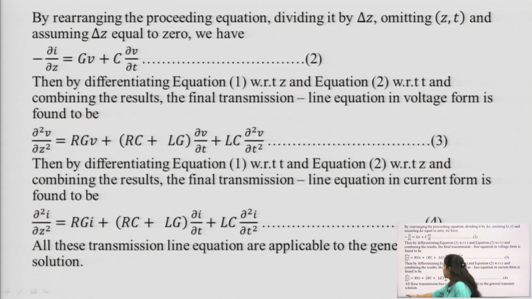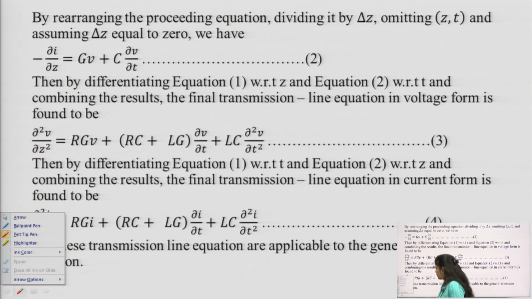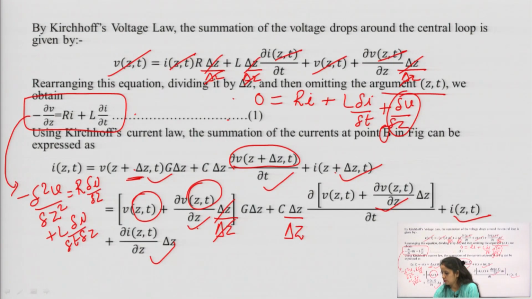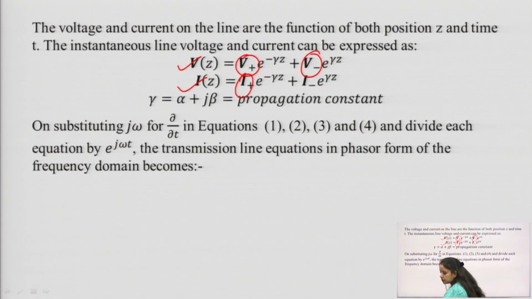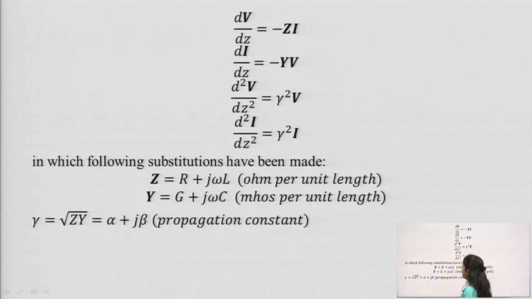First equation, second equation, third equation and the fourth equation. Now, you can replace del by del t with j omega in all four equations, and after that divide each equation by e to the power j omega t. The transmission line equation in phasor form can be obtained.